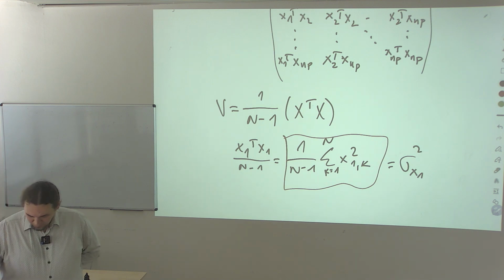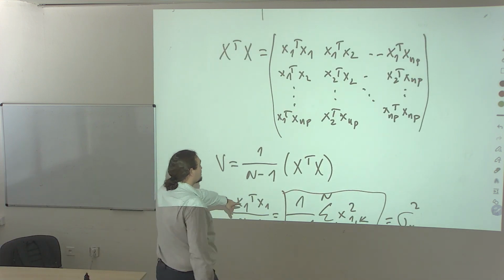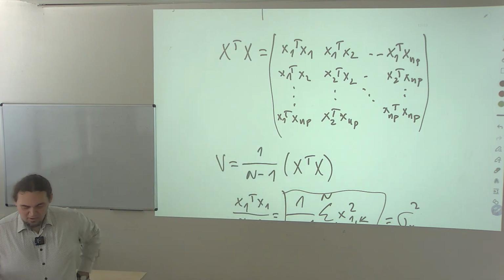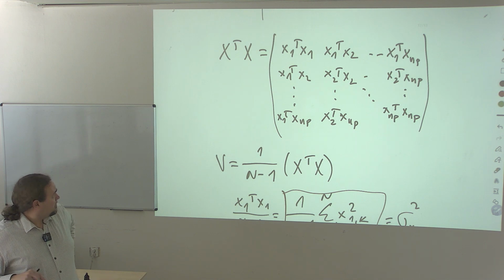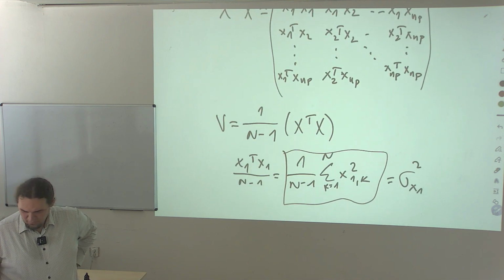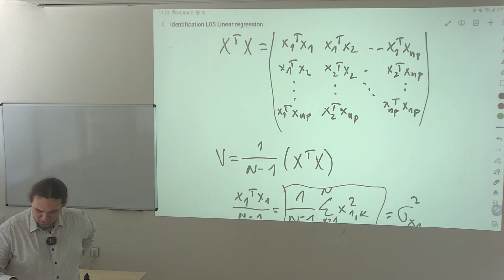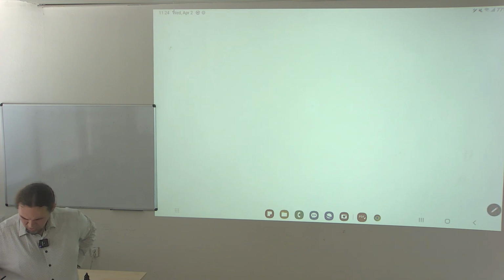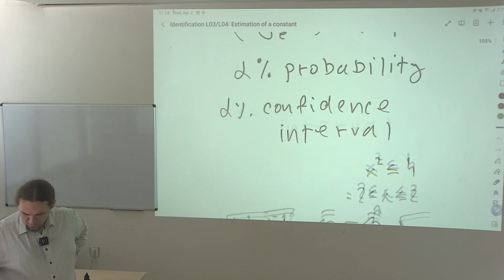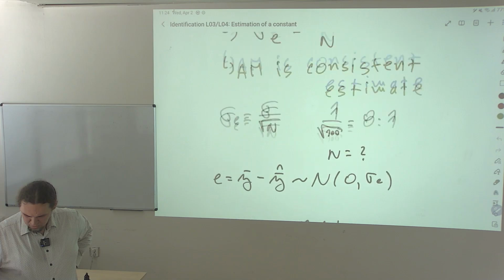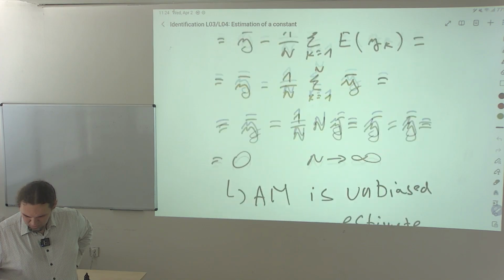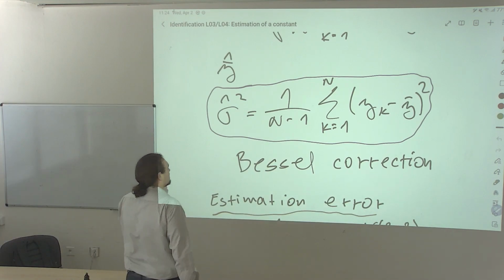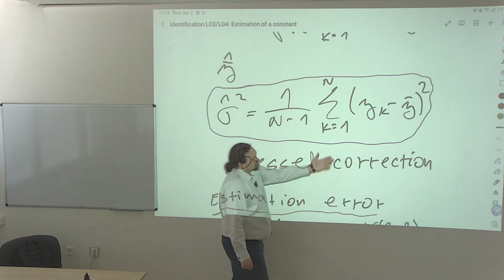And that's just the first element of this matrix. The first element of this matrix is telling us how x1 is behaving. Let me just recall, where was our standard deviation? Maybe this guy here, our standard deviation. We call this Bessel correction.